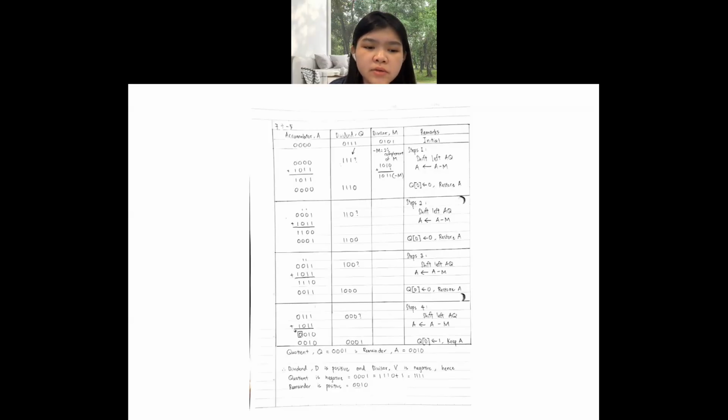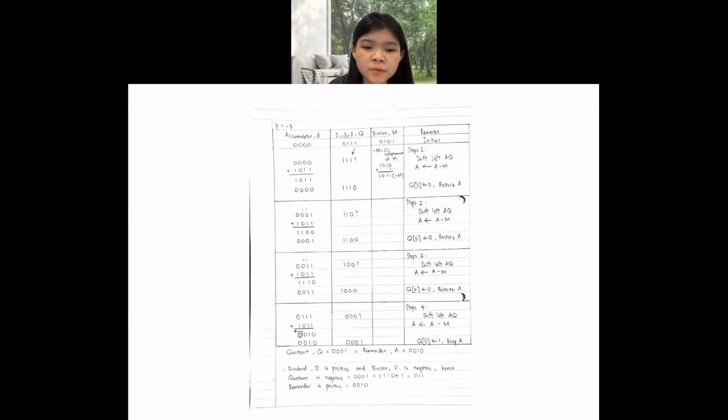In step 2, we shift left again. So our A will be 0001 and our Q will be 1110, bringing in an unknown number. Then we do A minus M again and store the value, so we get 1100. As the sign of the accumulator A is 1, the 0 is stored into the Q, so Q becomes 1100, and we restore A again, which is 0001.